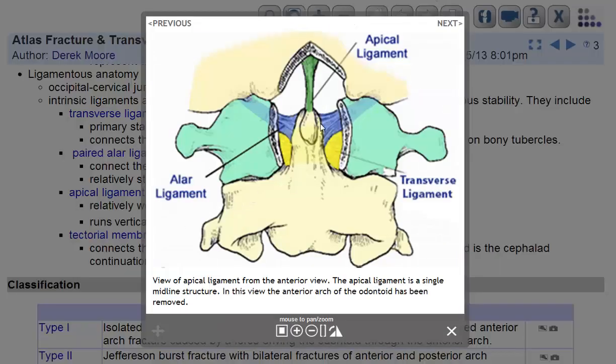This is what that apical ligament looks like from the front. Now we're looking from the front, so again this is your body of C2. This is your anterior arch of C1, and if we remove some of that anterior arch of C1, the first thing we're going to see is the dens. This is the apical ligament going from the dens up to the occiput. Those are the alar ligaments. Again, from this view, the transverse ligament, which goes posterior around the dens, would be behind these layers, and the spinal cord behind that.